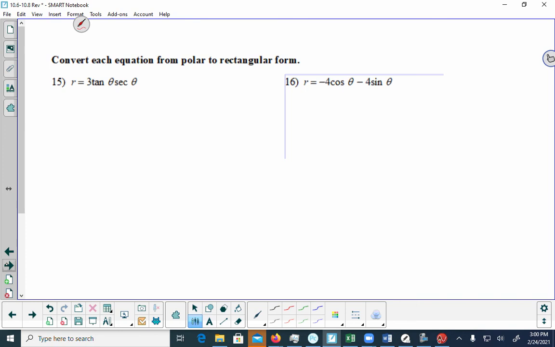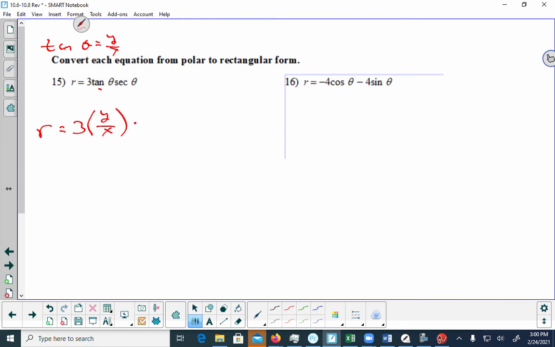Number 15, I'm trying to convert each equation from polar to rectangular. So now I'm using the fact that r sine is equal to y and r cosine is equal to x. I'm also, the one I do not want to forget that a lot of people forget, and it kind of makes me sad, is don't forget that the tangent of theta is equal to y over x. So on this very first one here, I'm going to leave this r here for a second, and I'm going to write 3. This tangent is y over x. And I'm going to write that because that's what it's equal to.